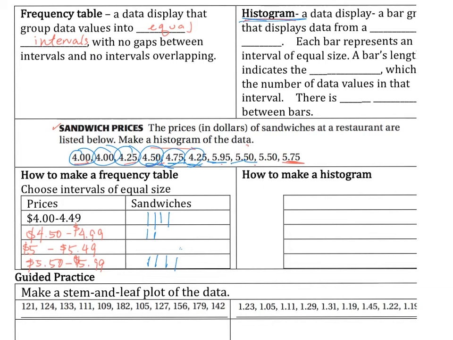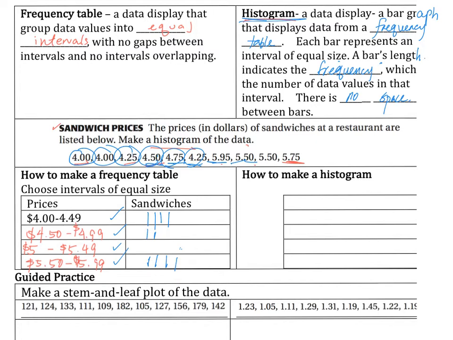A histogram is a data display that shows a bar graph that displays data from a frequency table. Each bar represents an interval of equal size. So basically, as you can see here, these are all equal sized. A bar's length indicates the frequency, or how often something occurs, which is the number of data values in that interval. And there is no space between the bars.